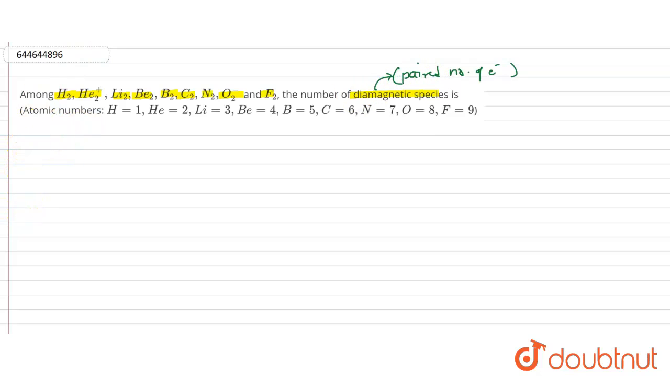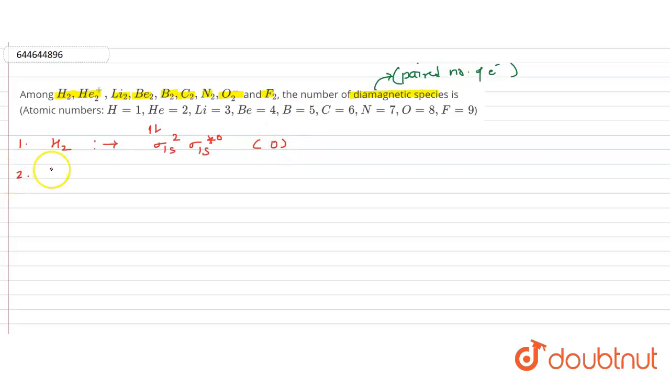So if I consider the first one, that is hydrogen, if I write down its electronic configuration, it becomes sigma 1s2 sigma 1s star 0, right? So that means in the sigma bonding orbital we have 2 electrons and both are paired. So that means this hydrogen is diamagnetic. So let me assign here that this is diamagnetic, right? And now move to the second one.